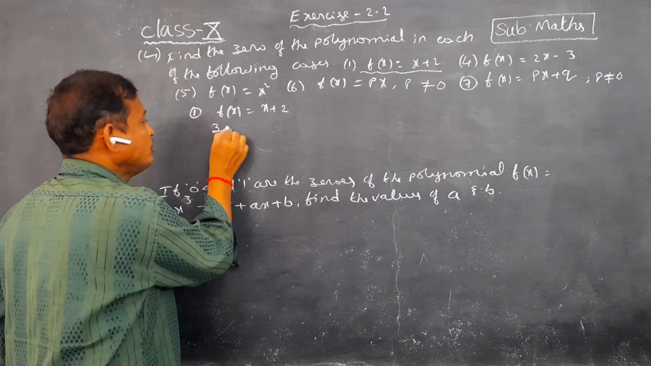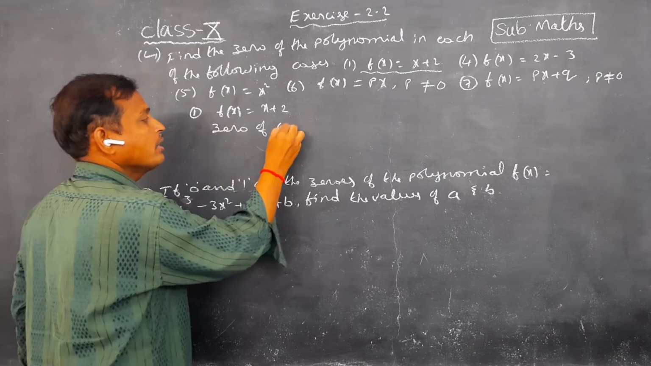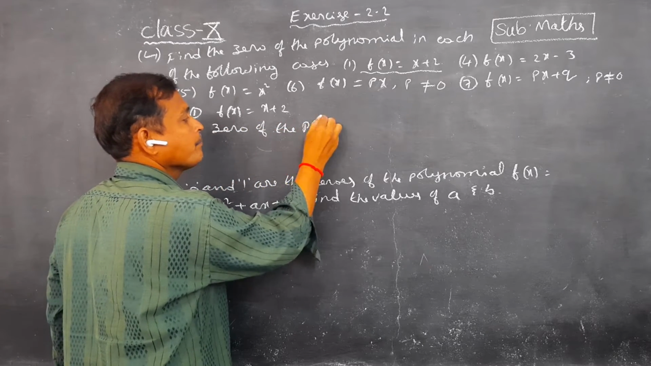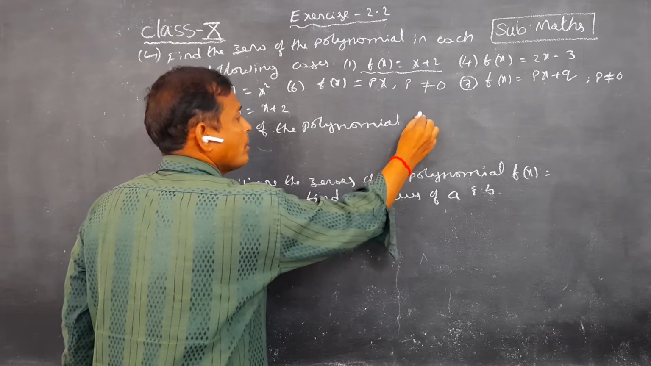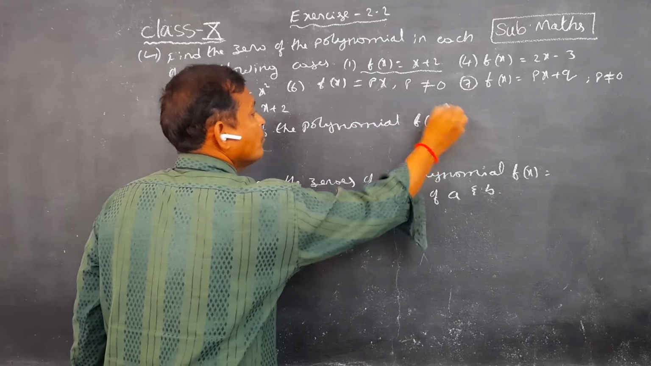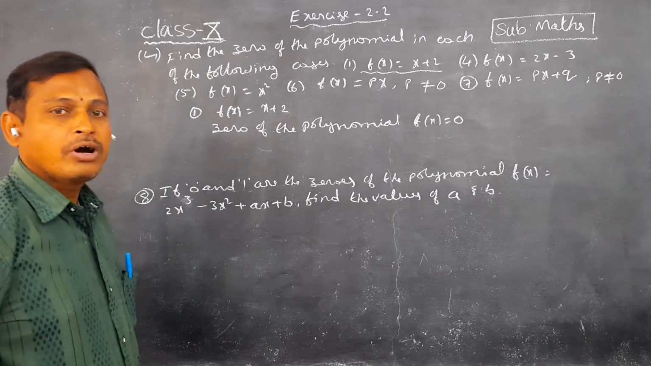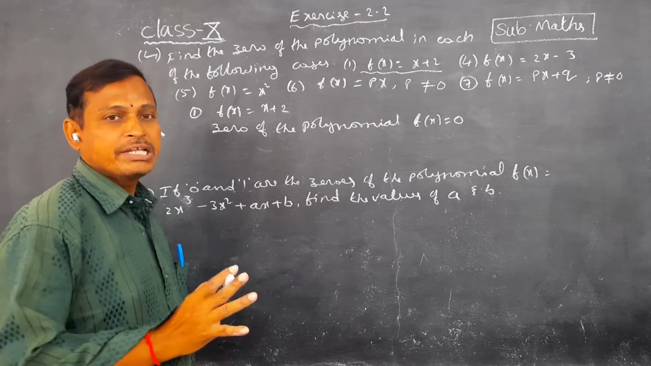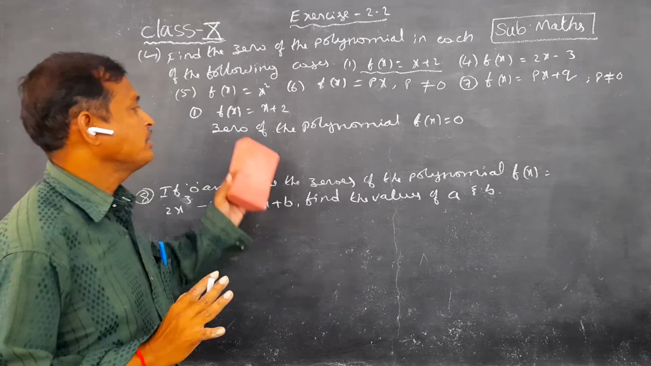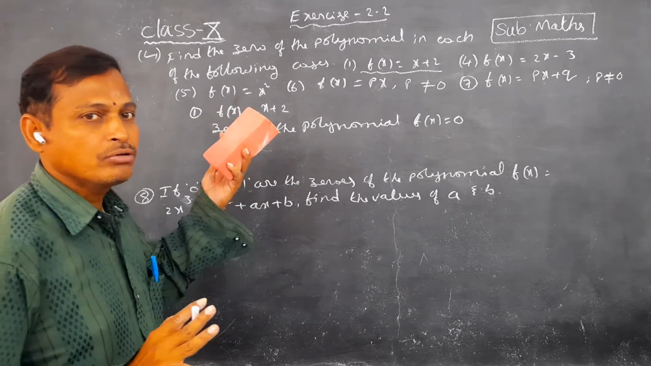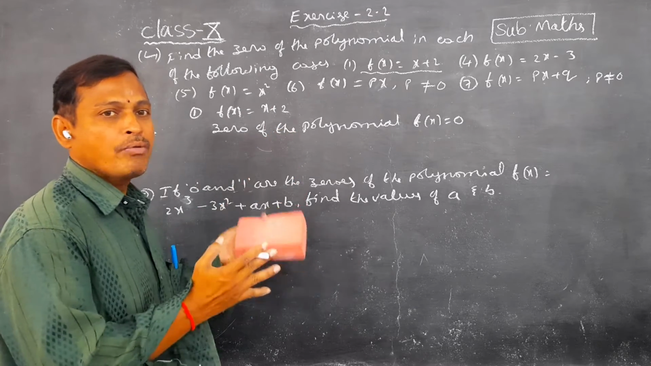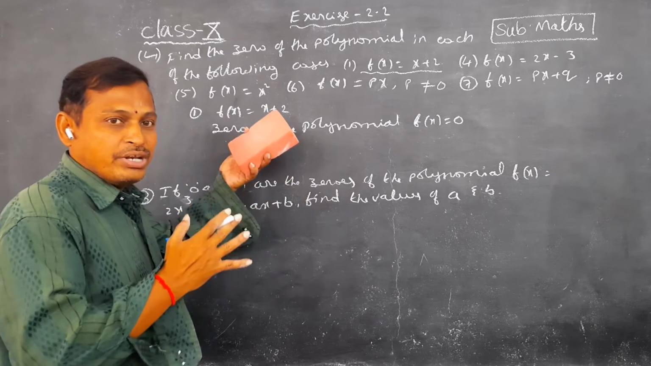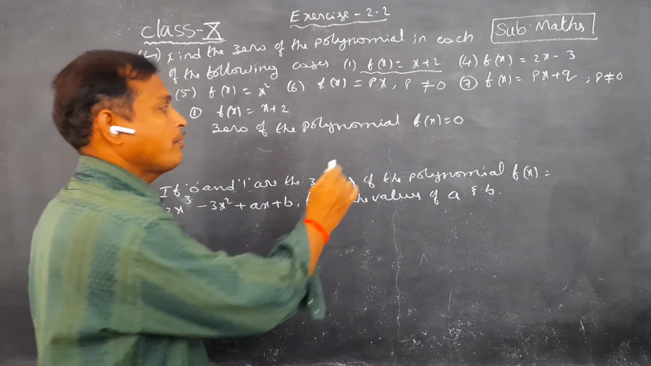So for the zero of the polynomial, f of x is equal to 0. This is the formula or definition. That is the zero of the polynomial, p of x is equal to 0. Here in the given question it is f of x, so we should write f of x is equal to 0.